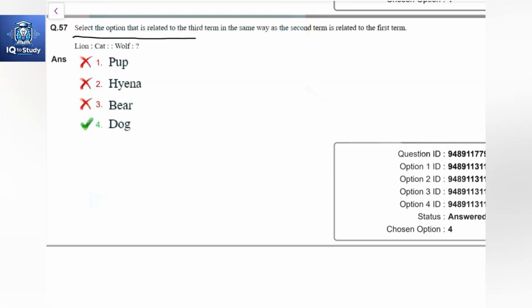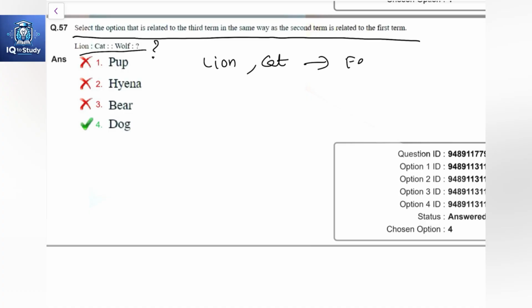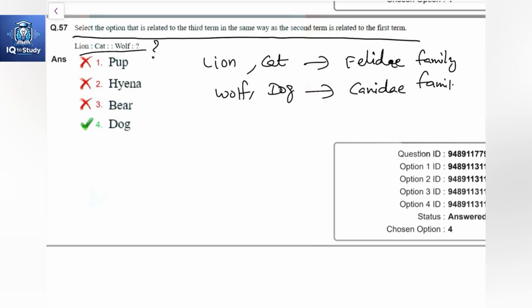Select the option that is related to the third term in the same way as the second term is related to the first term. Lion is related to cat and wolf is related to. Here, lion and cat both are Felidae family. Similarly, wolf and dog are Canidae family. So, option 4 is correct.